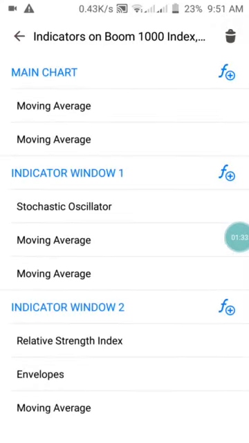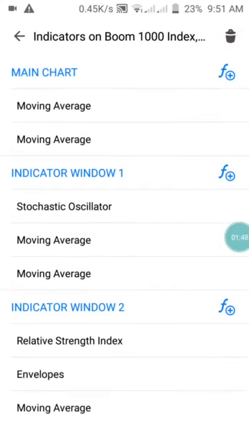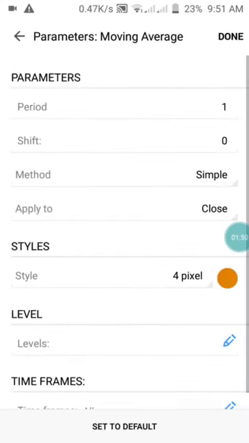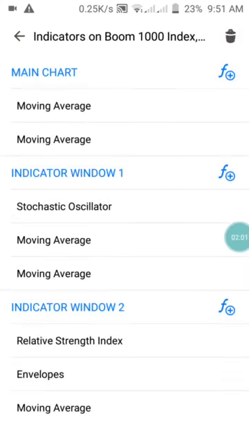Then let's move to the moving averages in indicator window 1. The first moving average has a period of 2. We have the shift of 0, method to be simple, apply to close, and we have black as our color here. It doesn't have any level, so we press done. Then we move to another one, which is the moving average again. We have the period of 1, shift of 0, method to be simple, apply to close, and we have our style to be in yellow color. You see that?